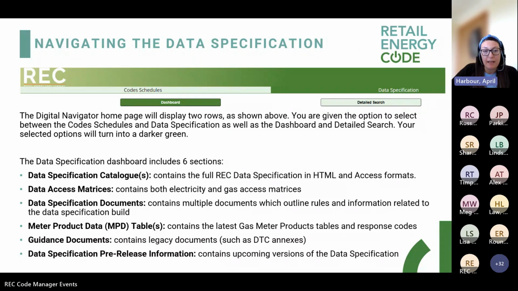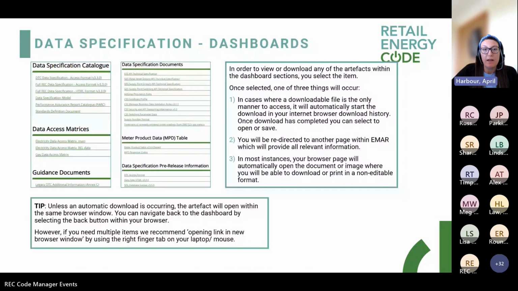We then have the meter product data tables, and that contains the latest gas meter product tables and the relevant response codes. We have guidance documents, and that contains legacy documents such as DTC annexes. And then we have the data specification pre-release information. So that's housing everything that's upcoming with regards to the versions of the data spec. You can move forward. Thank you.